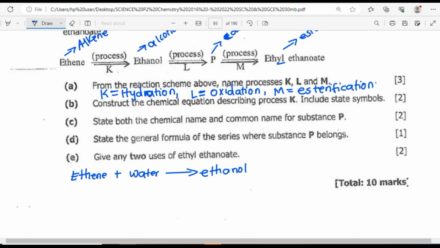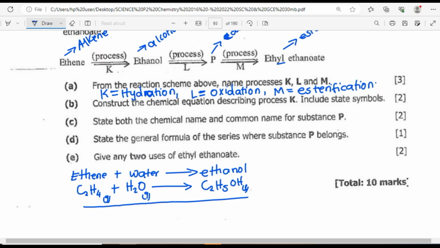Then ethene is C2H4, a gas, plus H2O. Also this is a gas because it's steam. Then ethanol is C2H5OH, which is a liquid. And for these kinds of equations, they are already balanced. So that is what you just have to look at here.